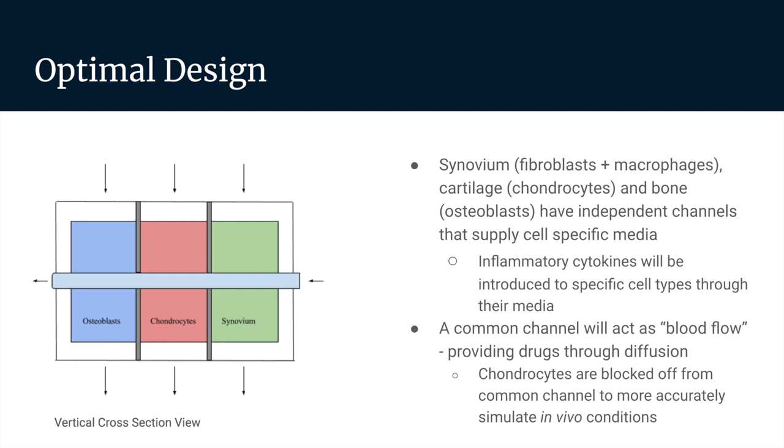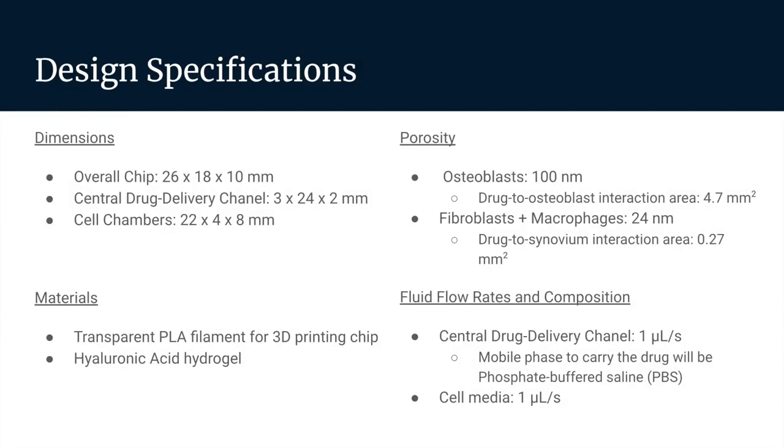In order to best simulate in vivo conditions, we created a central channel through the middle of the chip. This channel will act as the blood flow found in vivo and will be how the drug is introduced into the chip. Each design choice made was intentional to accurately model in vivo conditions and optimize the effectiveness of the chip. The dimensions were chosen to maximize the length and width of the chip in order to maximize the cell-to-cell interaction surface area. PLA filament was chosen as a 3D printing material because it is biologically inert and therefore would not interact with any other materials in our design.